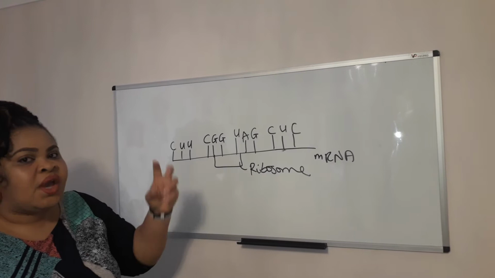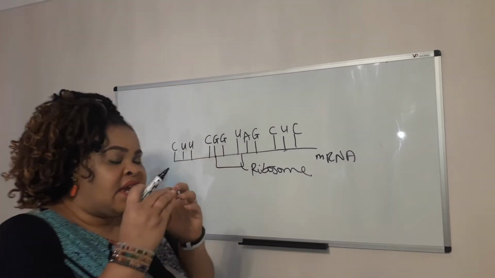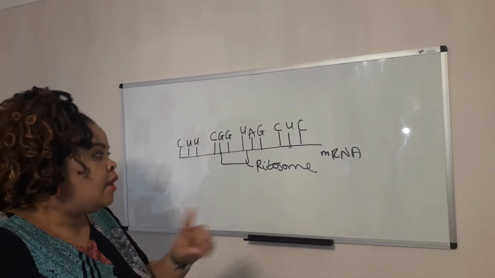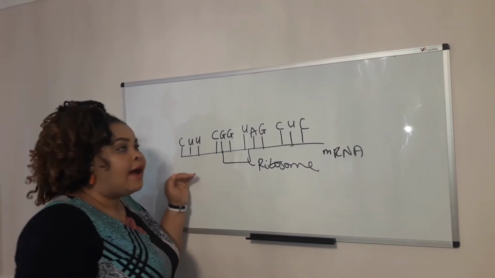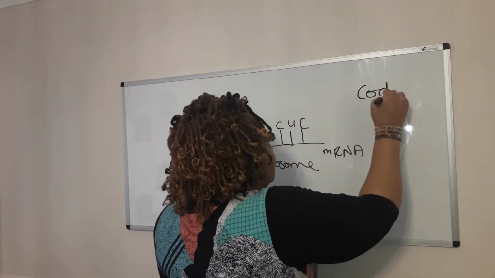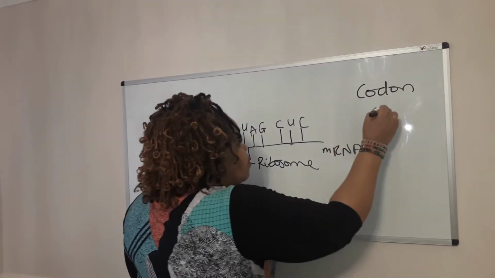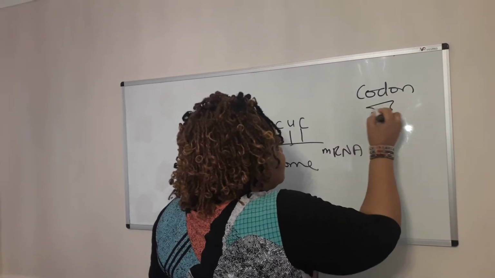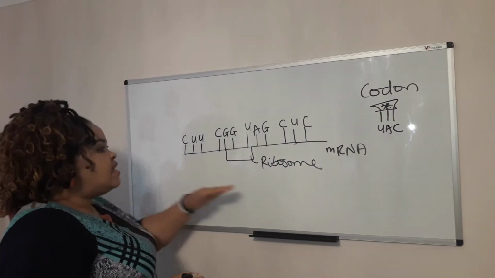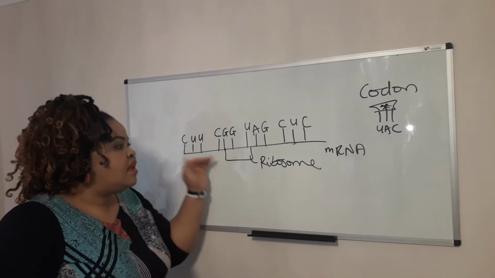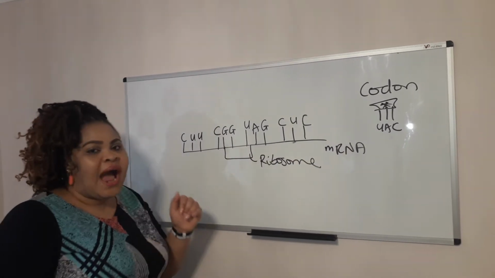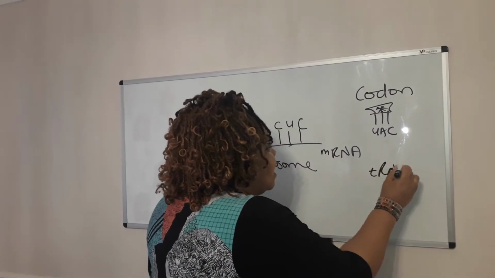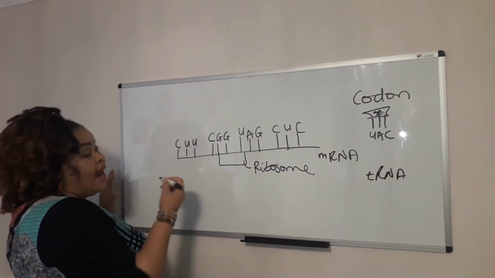Now each three bases codes for one amino acid. All right, each set of three bases that codes for one amino acid is called a codon. Right, so you have three bases that could code for one specific amino acid, and these amino acids are brought onto this messenger RNA to form the protein by the tRNA, which is a transfer RNA. All right, so this is what would happen literally.